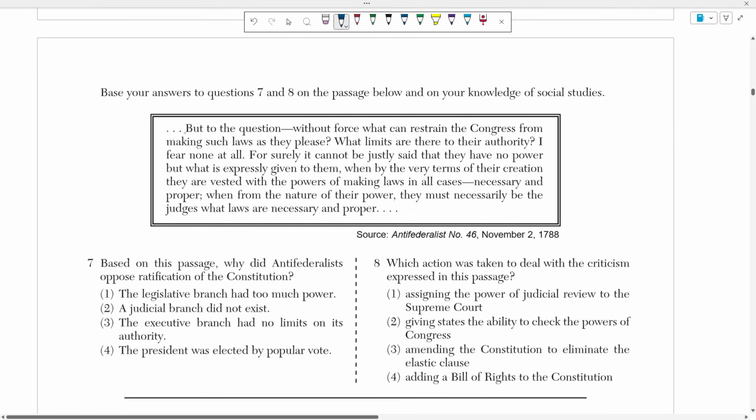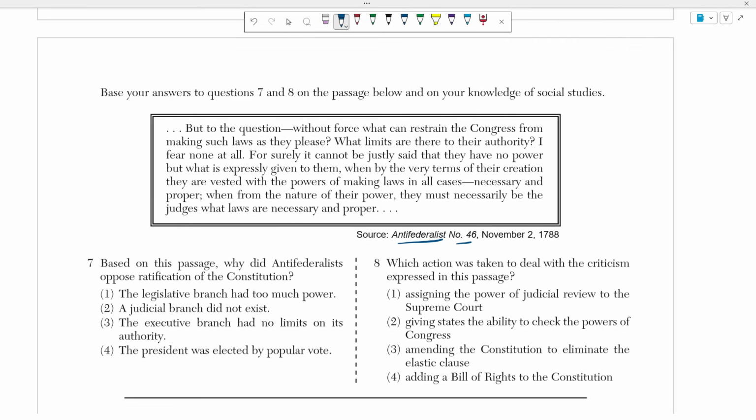All right, so 7 and 8 come from this text here, and it says that the source is the Anti-Federalist number 46, right? So that's a publication of an anti-federalist piece of writing. So it says, but to question without force what can restrain Congress from making such laws as they please, what limits are there to their authority? I fear none at all.